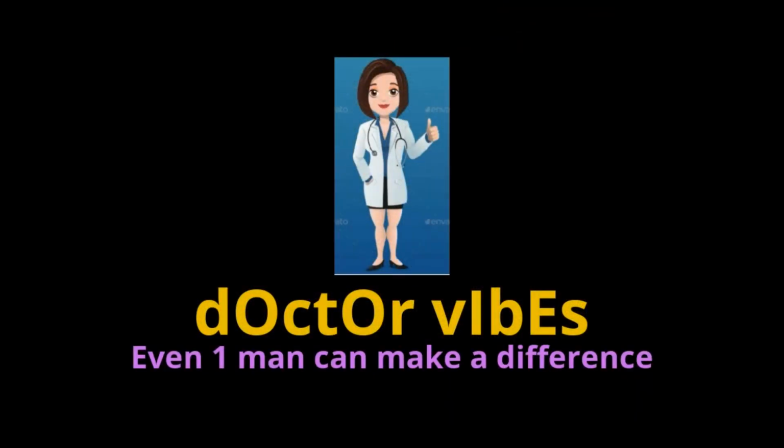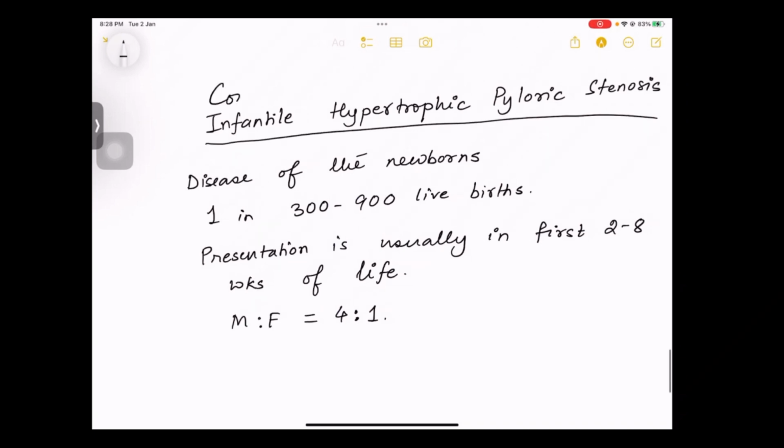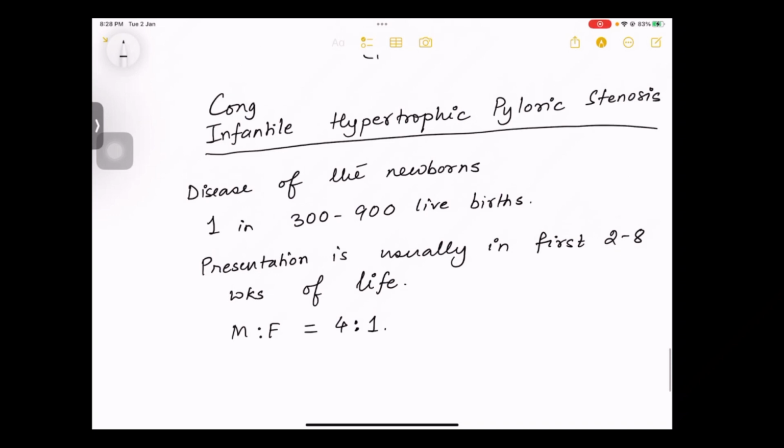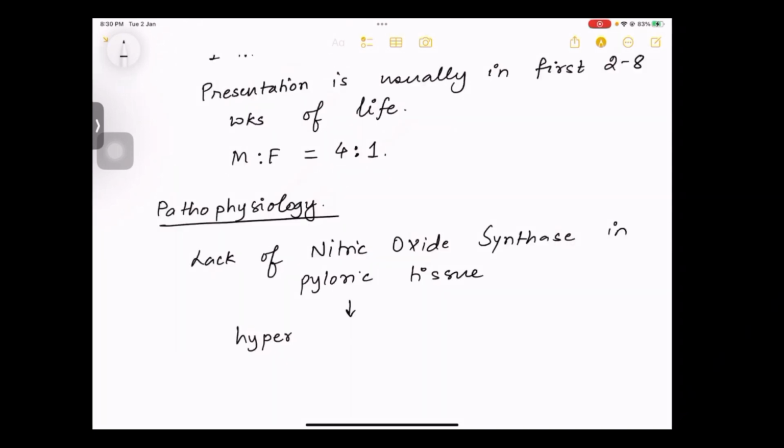In this video, we'll study infantile hypertrophic pyloric stenosis. Let us start with the definition. This is a clinico-pathological condition in which newborns are affected, and one newborn in every 300 to 900 live births you find this disease. Presentation is usually in the first 2 to 8 weeks of life, and males are 4 times more affected than females. Let us come to the pathophysiology of congenital or infantile hypertrophic pyloric stenosis.